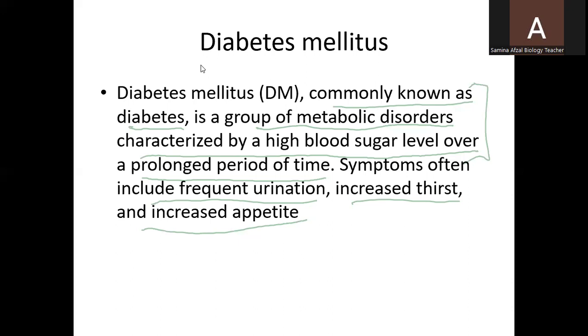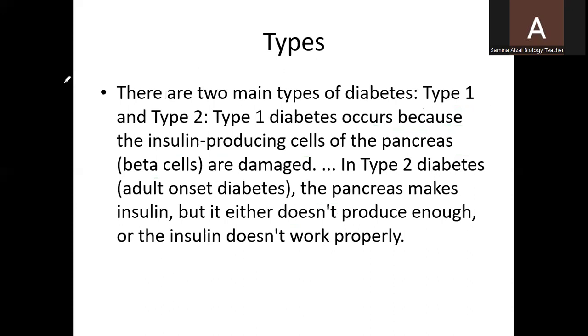Diabetes mellitus is of two main types, type 1 and type 2. Type 1 diabetes occurs because the insulin producing cells of the pancreas are damaged. In the previous slide, we had discussed that when sugar concentration is increased in the blood above the set point, the pancreas creates insulin. Insulin will change the glucose into glycogen. So extra glucose is changed into glycogen. In this way, the extra glucose is stored in the liver.